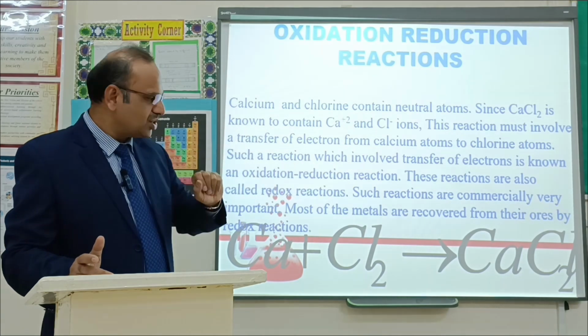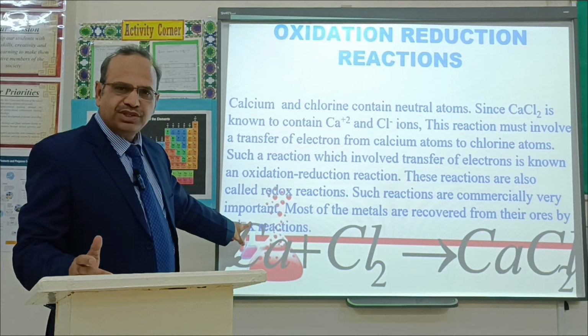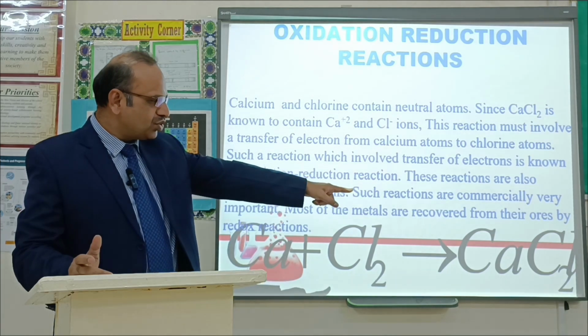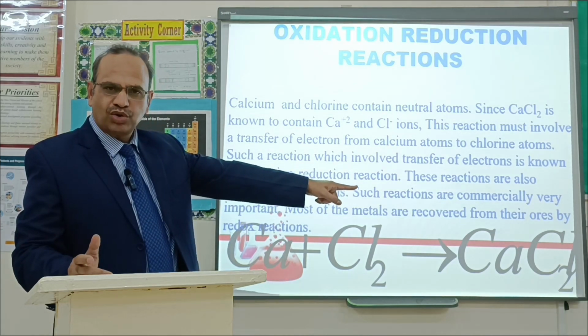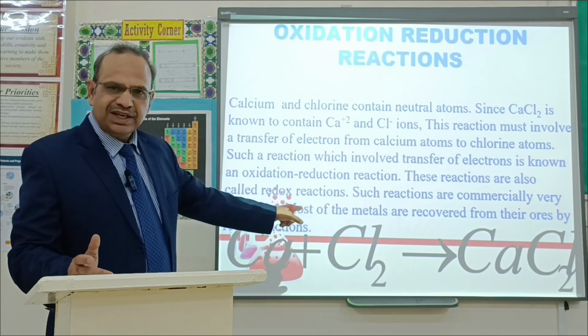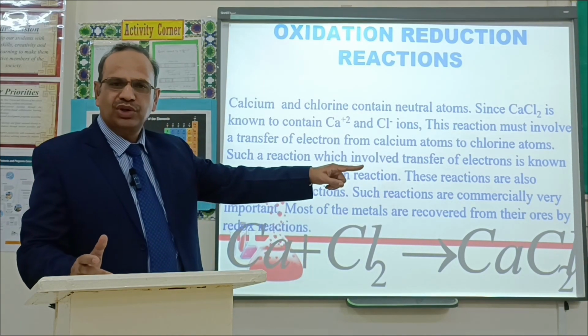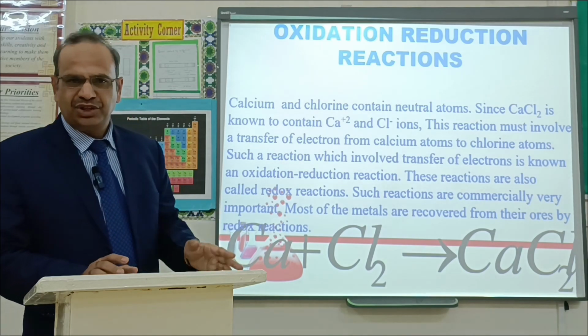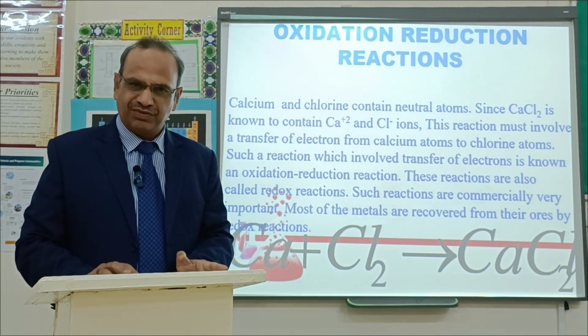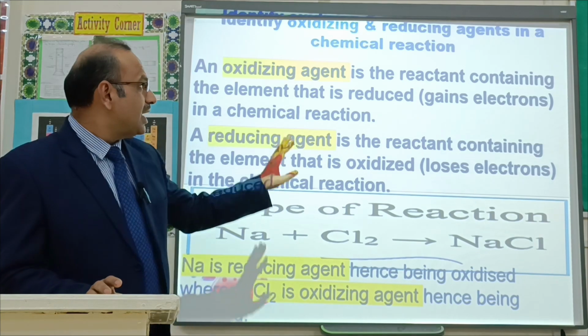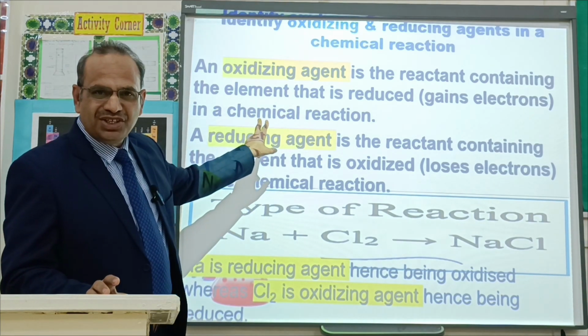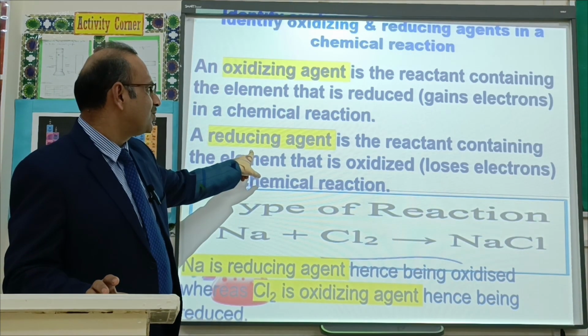and 2 chloride is -2. Here calcium is 0, and when it changes into Ca+2, it means there is a loss of electrons and it is oxidation. And chlorine 0, when it gains the electron, there is a reduction. So it's a redox reaction in this one example.